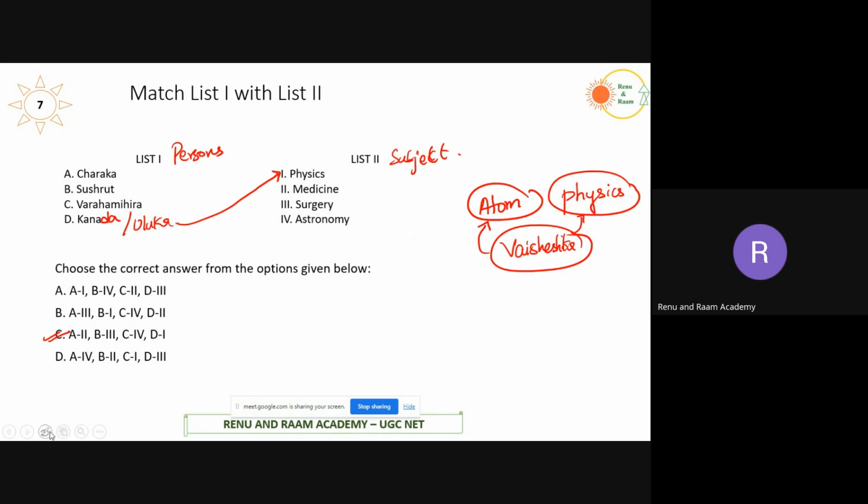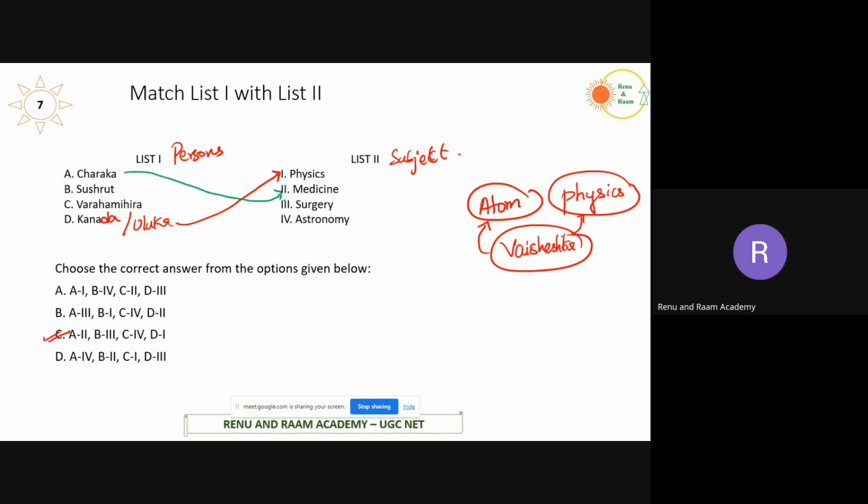We can see the other options also. We have Charaka. Charaka is the ancient Ayurvedist. In fact, he is considered to be the father of Indian medicine. He wrote a book called Charaka Samhita, which contains various Ayurvedic practices and methodologies. So A is 2 here.